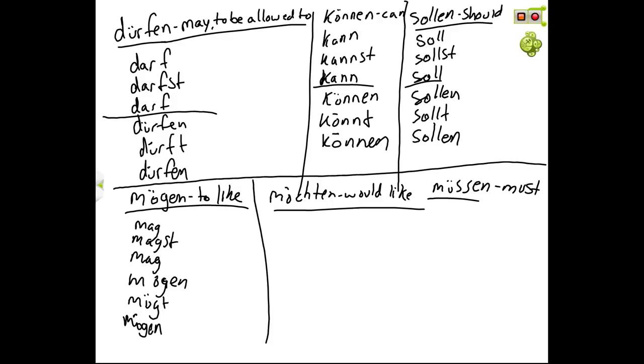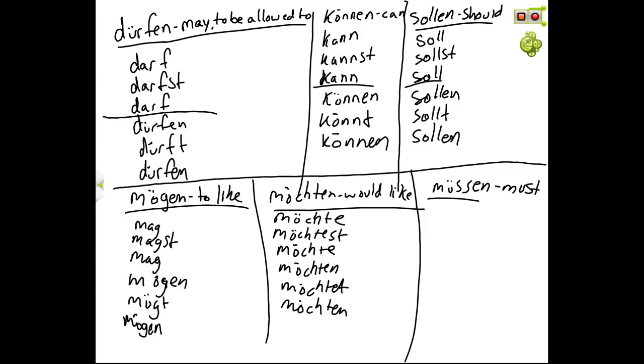Then we have möchten, which is one of those that doesn't change again, but that's because it's actually technically subjunctive, which is why it has the e at the end of the ich and sie es forms. Ich möchte, du möchtest, sie es möchte, wir möchten, ihr möchtet, sie möchten.